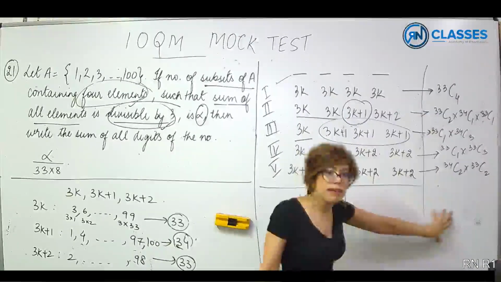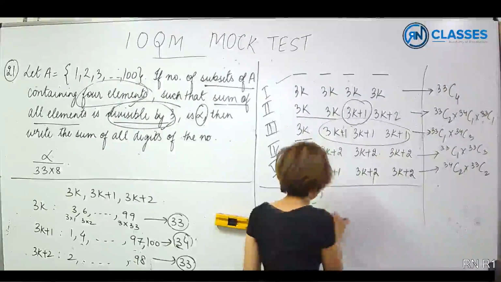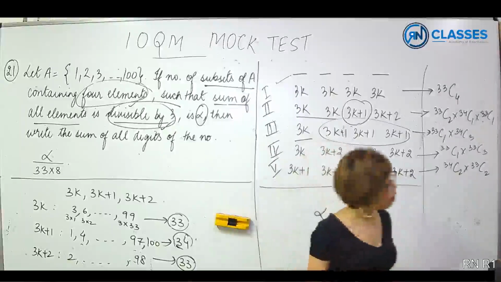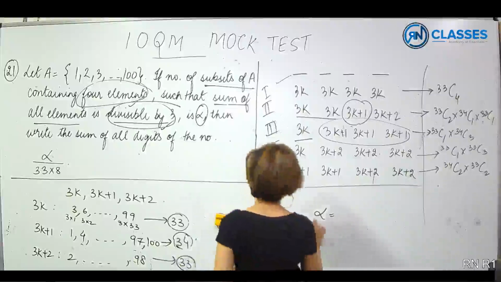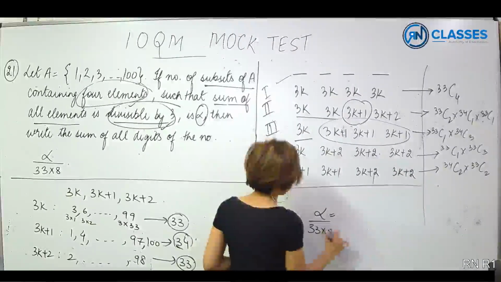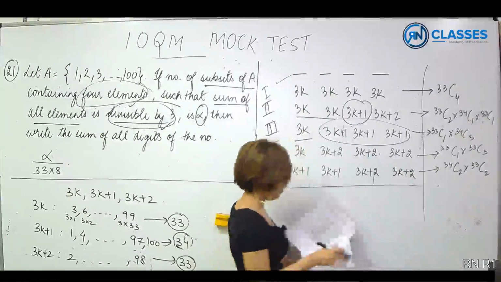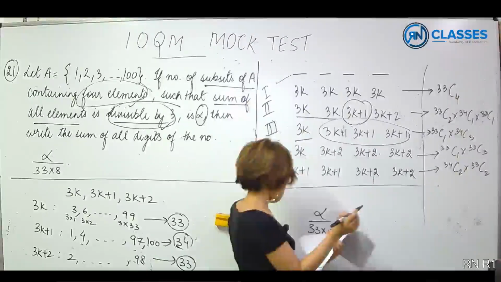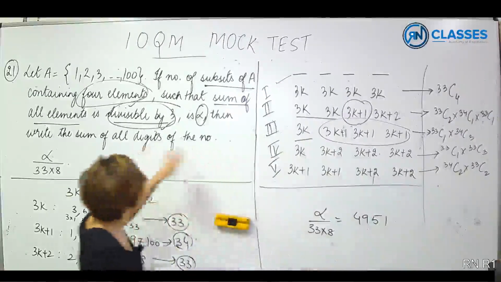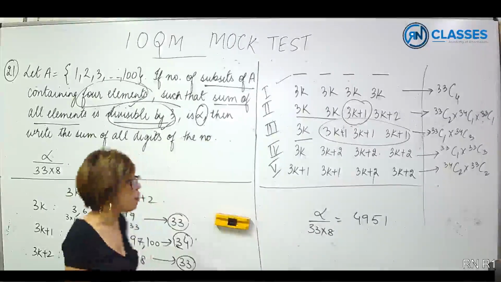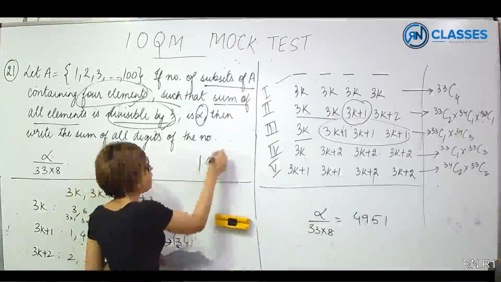If I add all of these, I'll get the total number. Right? Mind it, I do not want alpha. I want alpha divided by 33 into 8. This actually turns out to be 4951. Right? In fact, I want the sum of digits of this number. So, if you add the digits, obviously, the answer will turn out to be 90.